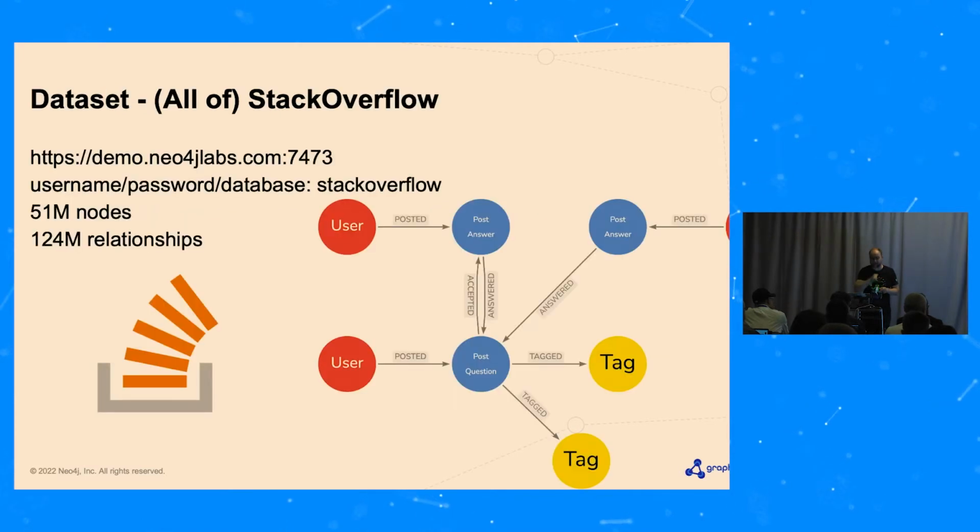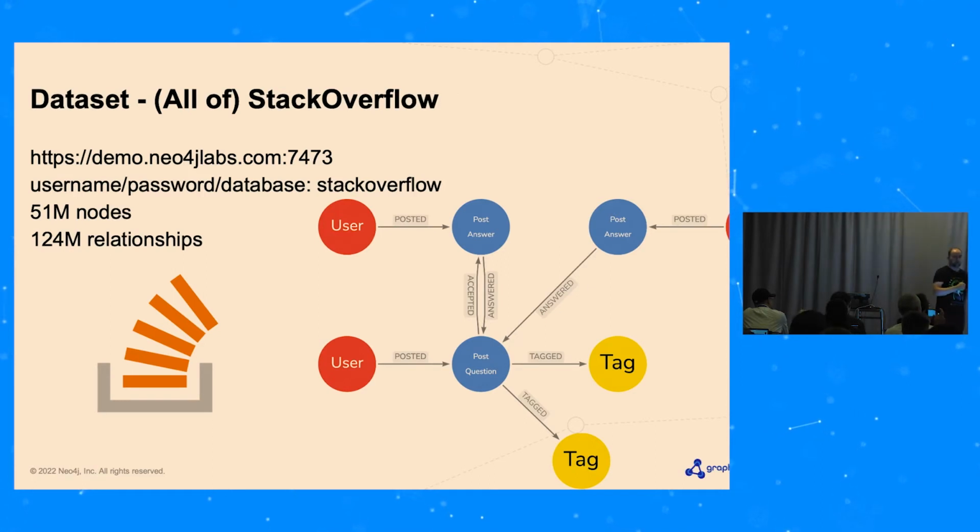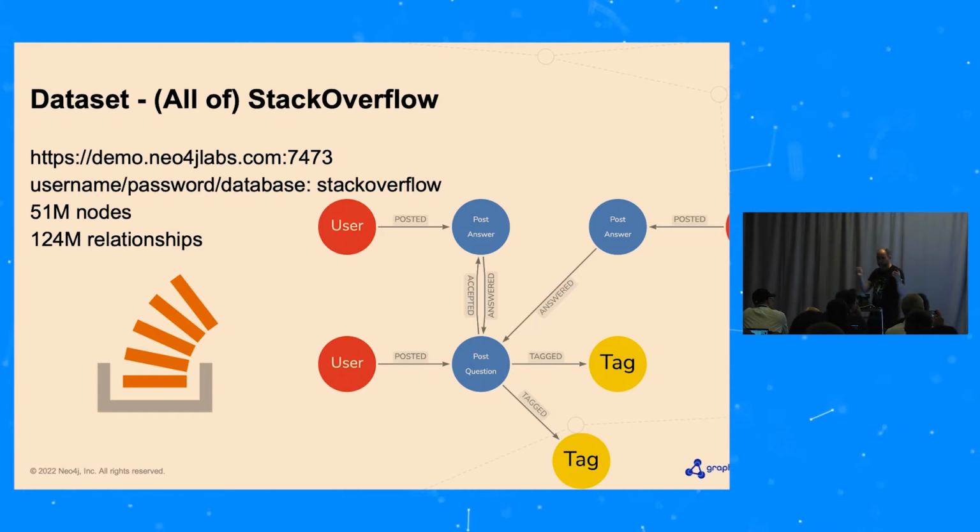We're using data from Stack Overflow today. Fortunately, Stack Overflow publishes all their data as a data dump. You can get it from Internet Archive. I have a load script that can load this into Neo4j in about 3 minutes. You get all of Stack Overflow into Neo4j in 3 minutes, which is really nice.